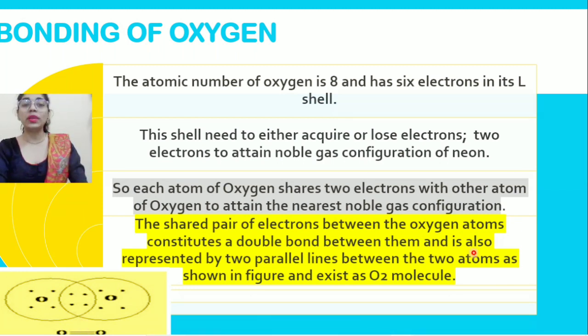Each atom of oxygen shares 2 electrons with the other atom to attain the nearest noble gas configuration. Are you getting it? So two oxygen atoms will share 2 electrons each to attain the nearest noble gas configuration. The shared pairs of electrons between the oxygen atoms constitute a double bond. As you can see, the double bond is present, also shown as 2 parallel lines. That is how it exists as the O2 molecule.